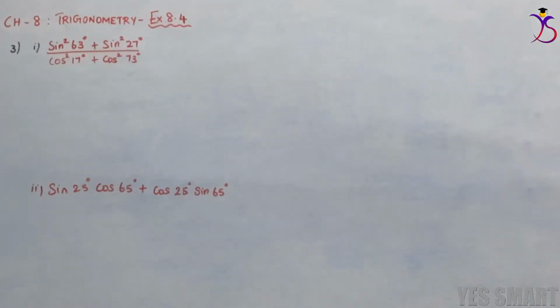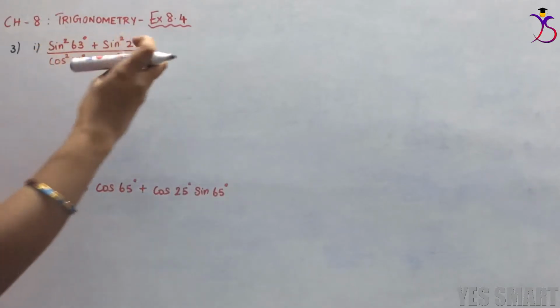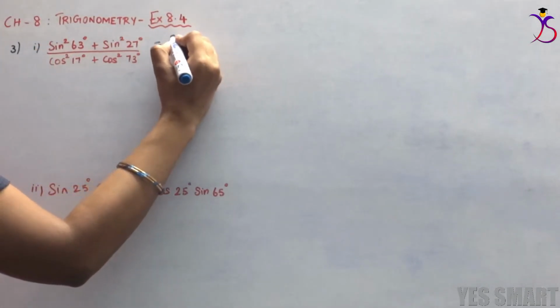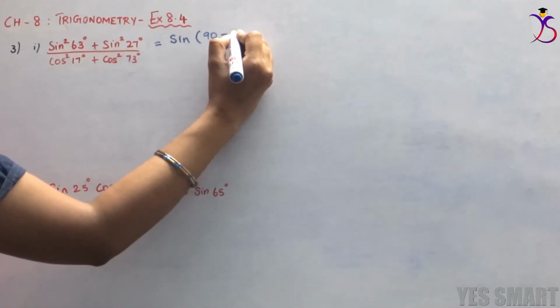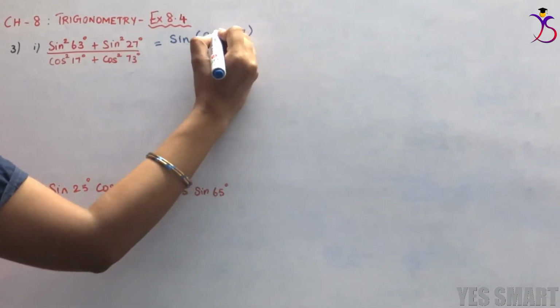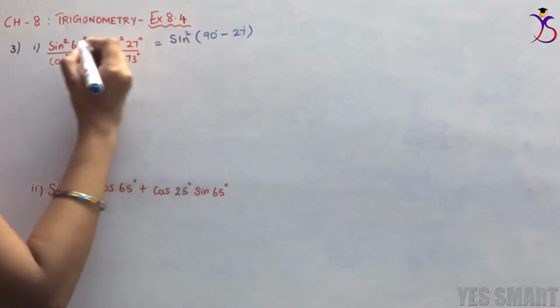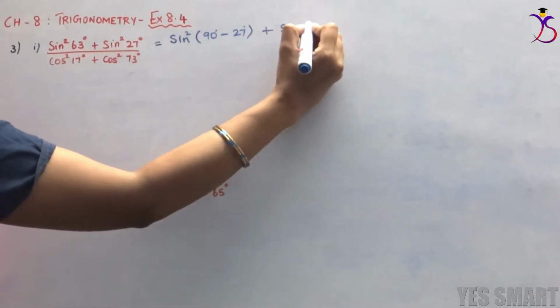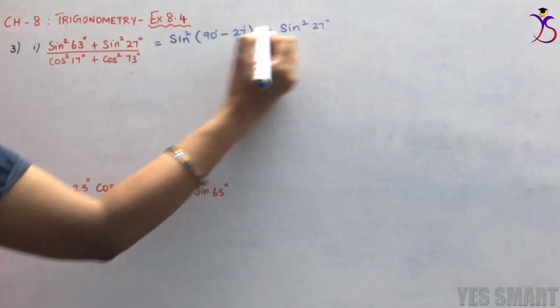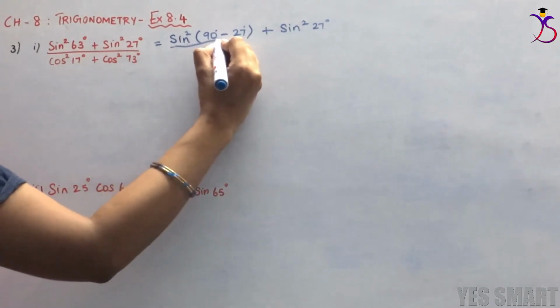Now third sum. In the first subdivision, they have given some trigonometric functions and some angles. I am just going to rearrange these trigonometric functions into 90 minus theta format. So they have given sine square 63 degree. I am just writing it as sine square 90 minus 27, because 90 minus 27 is 63. Plus sine square 27 degree, I am just keeping it as it is, divided by.